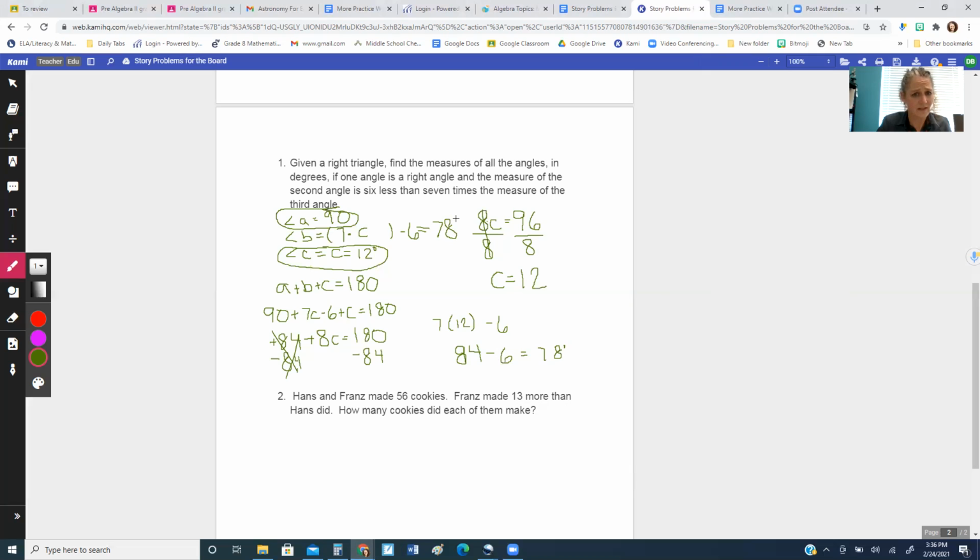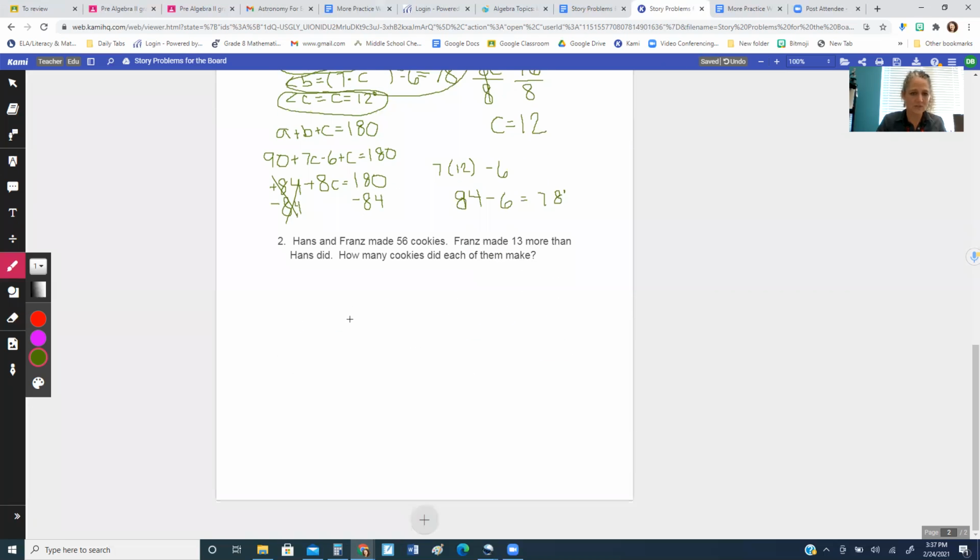So let's double check this. Does it really add up to be 180 degrees? Well, 12 plus 78 is 90. And then 90 plus 90 is 180. So yay. So there's B. I did it. Okay, let's do number 2.